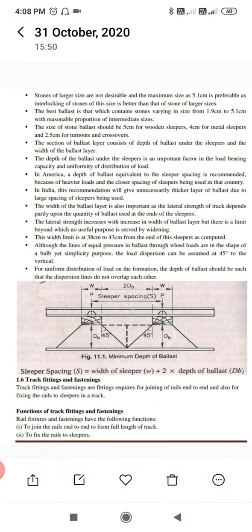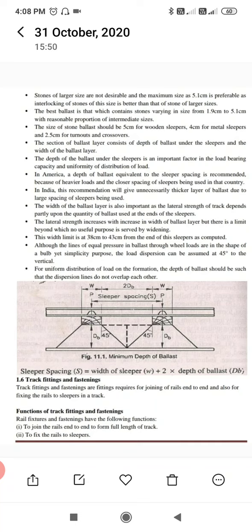The two W's mean there are two wheel loads acting on the sleepers, and whatever dispersion takes place is at 45 degrees, and it should not overlap. That is the minimum depth of ballast. So sleeper spacing S equals the width of the sleeper W plus 2 times the depth of ballast, that is dB.